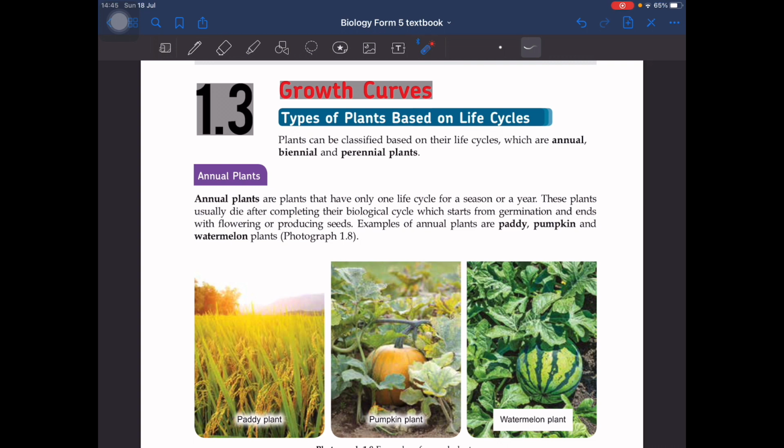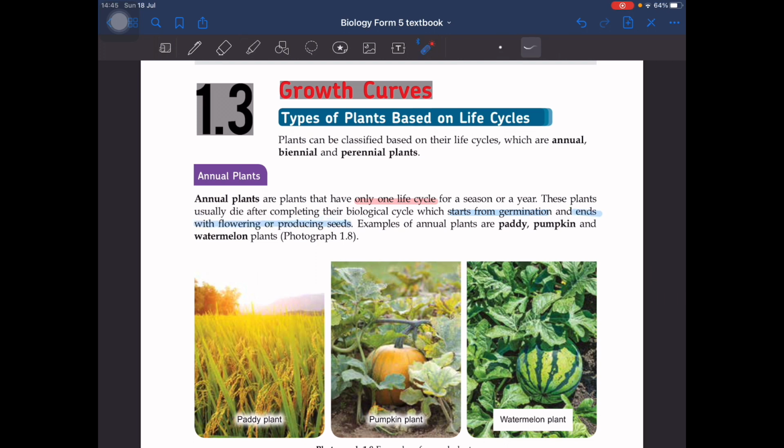So annual, as you can see and understand from the name, it means every year. So it grows for 1 year and it dies, basically. Okay. They only have one life cycle for a season or a year. So it doesn't really have to be a year. It can only be a few months due to it being seasonal. But they usually die after completing their biological cycle. Okay, so biological cycle starts from germination and then ends with flowering or producing seeds.